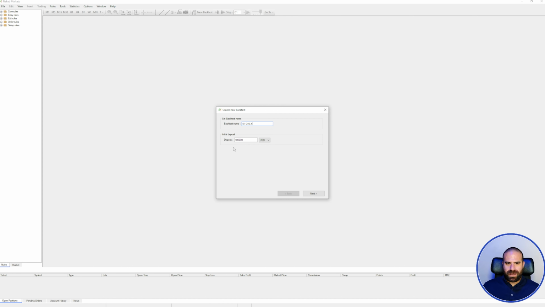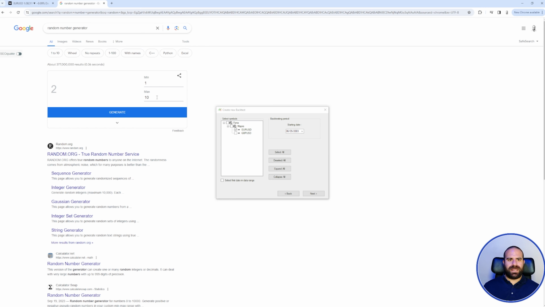I will name it. We will start with an account of 100,000. Right here I will click next, Euro US dollar as my pair, and for the starting date we are gonna do it randomly again. So what I'm gonna do right now, I'm gonna open a random number generator. Okay, and you see here, if I generate, this is absolutely correct. This is not a scam what I'm doing. If I choose another number, it will just generate between other numbers.